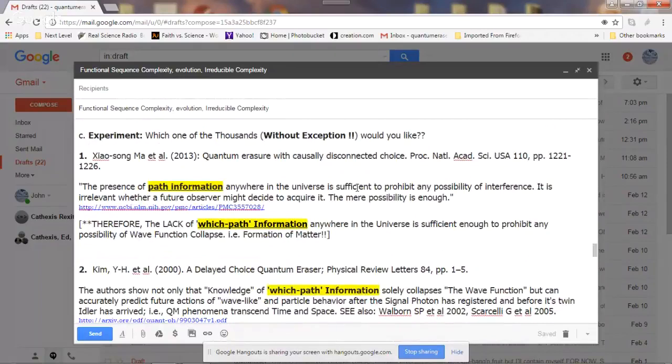The first experiment from the Proceedings of the National Academy of Sciences in 2013, Xiao-song Ma, quantum erasure with causally disconnected choice. He said, the presence of path information anywhere in the universe is sufficient to prohibit any possibility of interference. It is irrelevant whether a future observer might decide to acquire it. The mere possibility is enough. Therefore, the lack of which path information anywhere in the universe is sufficient enough to prohibit any possibility of wave function collapse. That's the formation of matter.